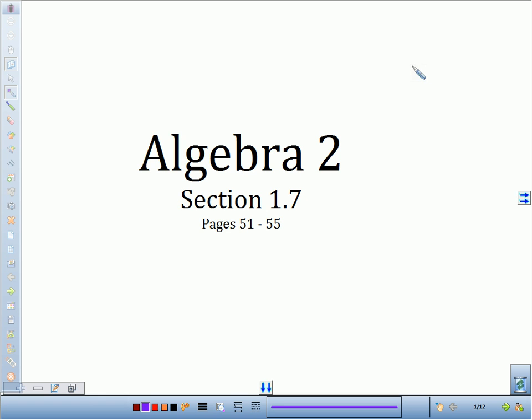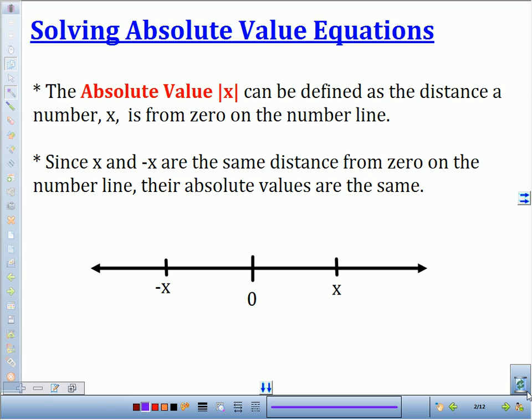These are the notes for Algebra 2, Section 1.7, pages 51 through 55 in your textbook. It deals with absolute value equations. Now, an absolute value can be defined as the distance a number is from 0 on the number line.